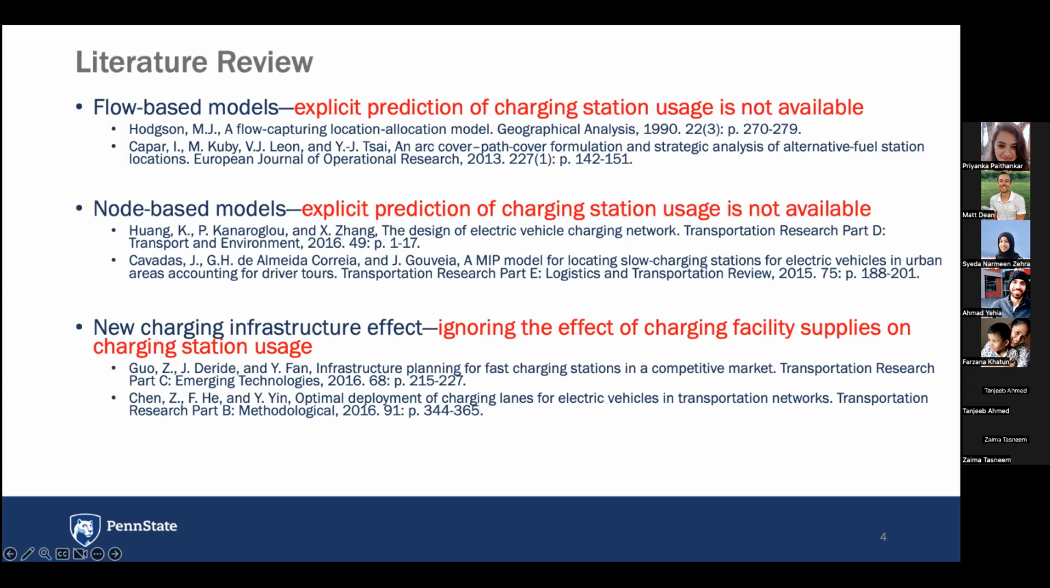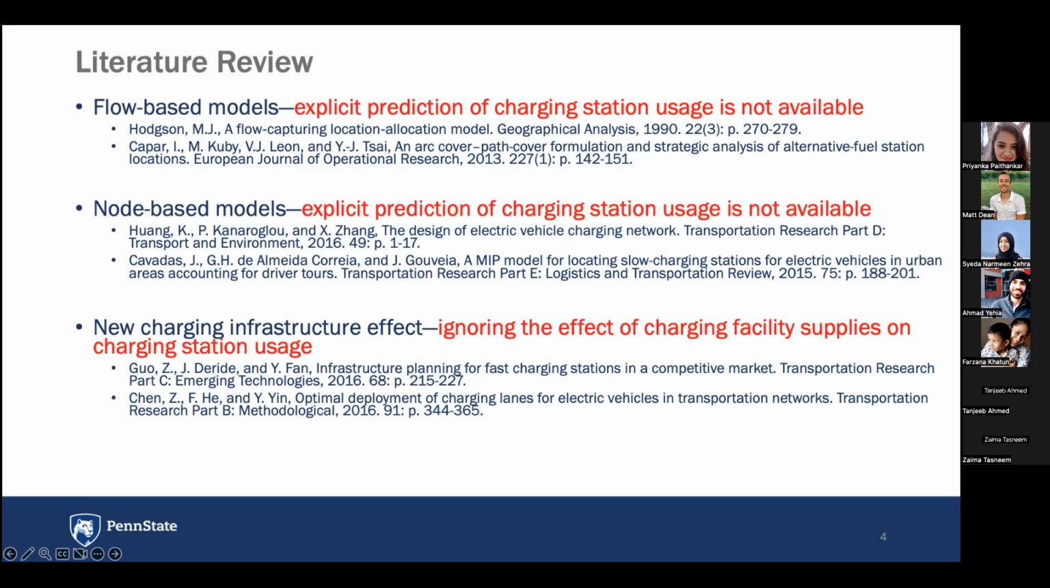In the literature review part, existing CSLP formulations can be mainly categorized into flow-based and node-based models. Flow-based models assume that the charging demand or the potential usage rate of charging stations can be represented by the covered EV traffic flow on routes between a set of OD pairs. However, the correlation between the charging usage rate of a charging station and the passing traffic volume has not been clearly demonstrated. So flow-based research failed to explicitly model the usage rate of a charging station.